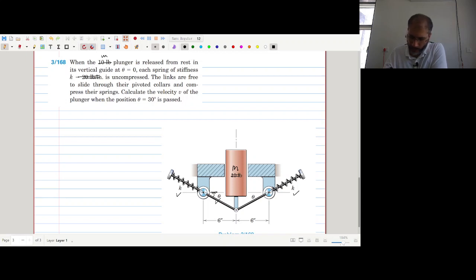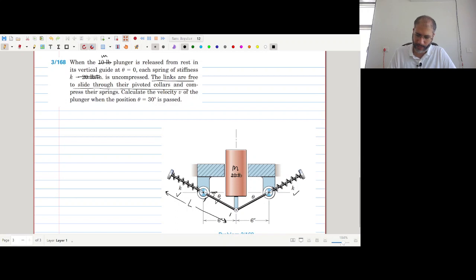The spring was initially uncompressed, but when the mass falls and the angle theta increases from 0, the spring will start compressing. Of course, the rod will rotate, but because the rod length is constant, this total length is constant. Since a larger length is now taken by the rod that does not have the spring in it, this spring gets compressed as theta increases. That is what is said by the statement: the links are free to slide in their pivoted collars and compress their springs.